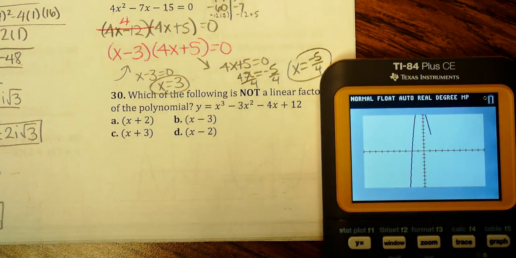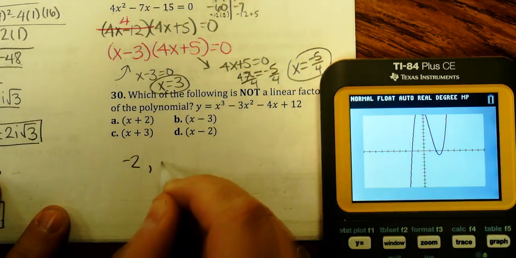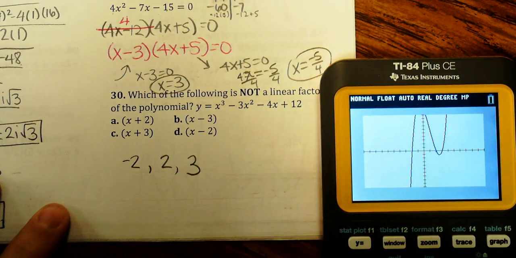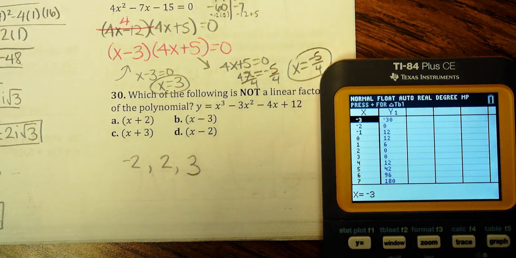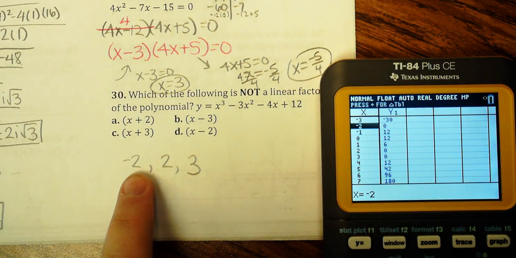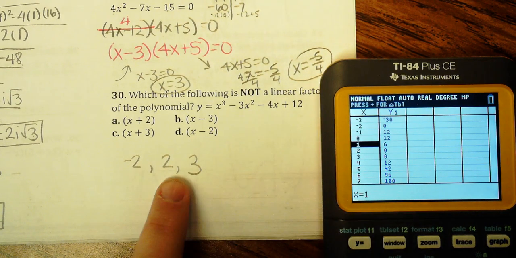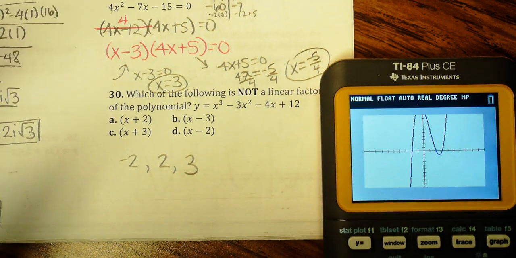Okie dokie. Now, I can see where the graph crosses the x-axis pretty clearly on this window. It looks like -2, 2, and 3. If you want to verify that just real quick, I'm going to hit second graph, which gives the function as a table. And I'm just going to check these numbers. Okay, at -2, just confirming my y-coordinate is 0. At 2, my y-coordinate is 0. And at 3, my y-coordinate is 0. So here was my graph.